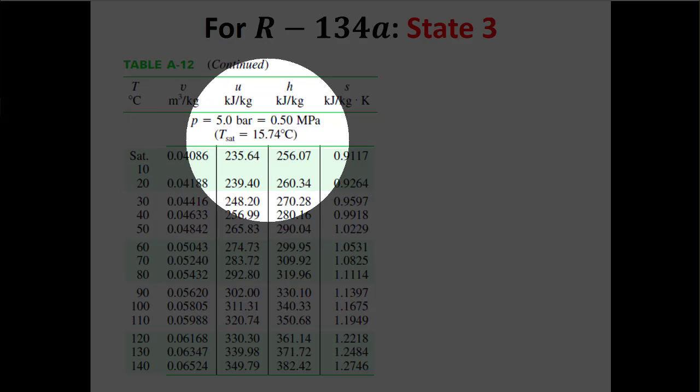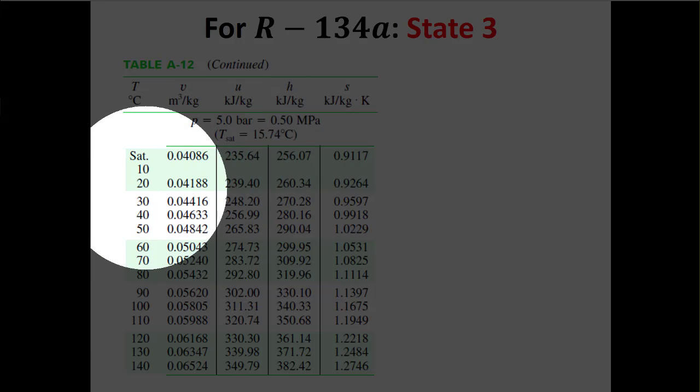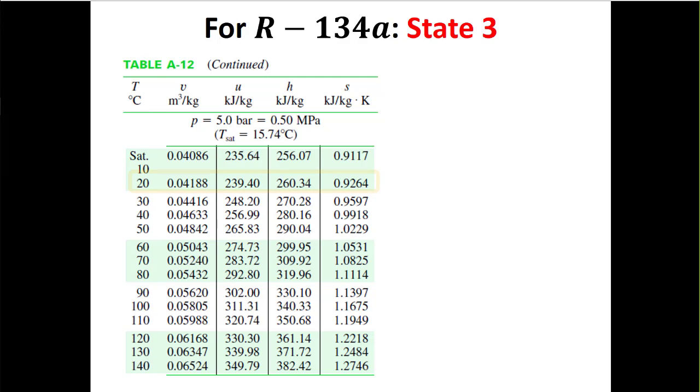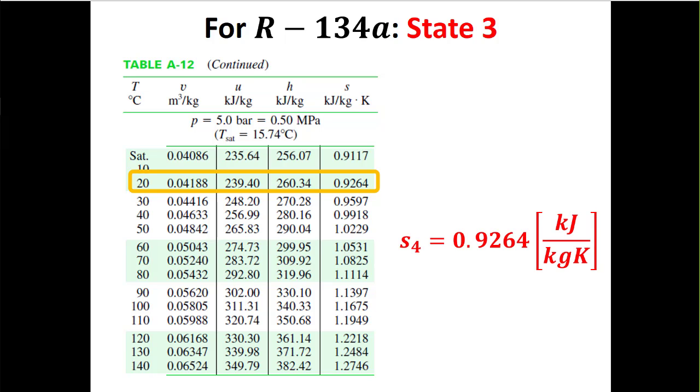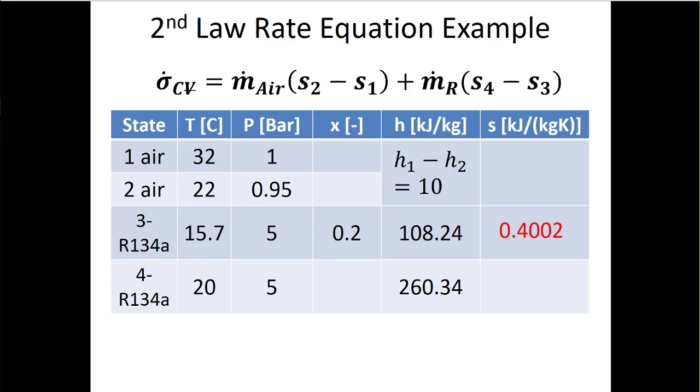Again, it tells us that this refrigerant boils at 15.74 degrees, but we're at 20 degrees, right? So it's nice. We don't even have to interpolate. We would just pull values from this table. And the only thing we need here is the specific entropy. So I know S4, right? So I do S4, I put it in here.